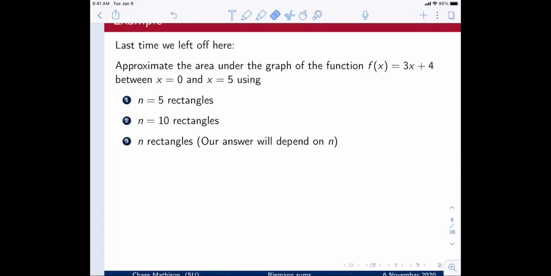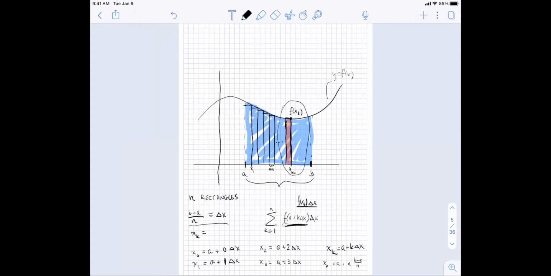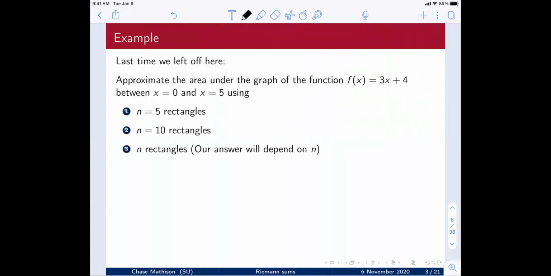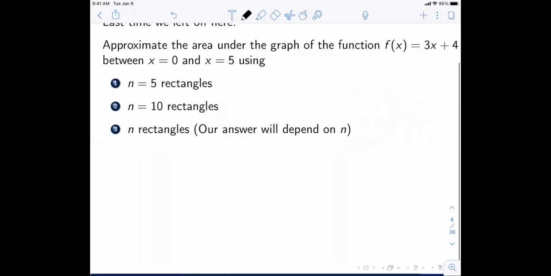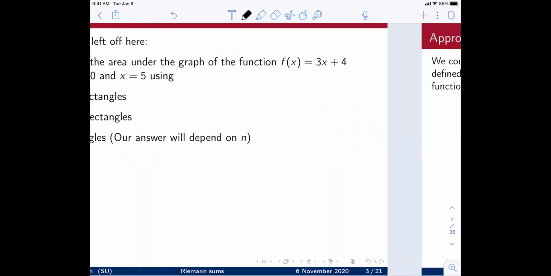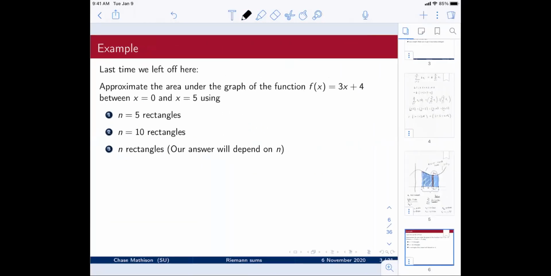By the way, this is called the right hand sum, because we're using the rectangle's right edge. So let's use n equals 5 rectangles with the right-hand sum. Wow, I did not leave myself any room. Add page. Here we go.